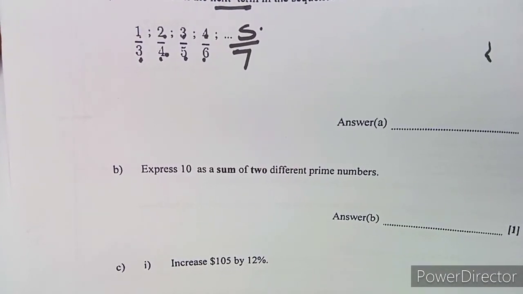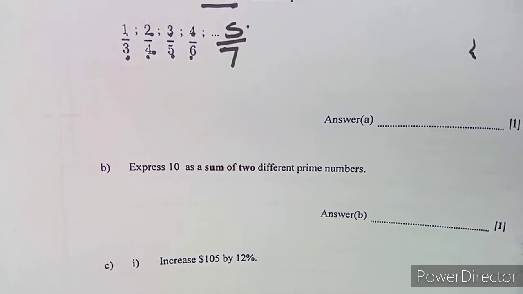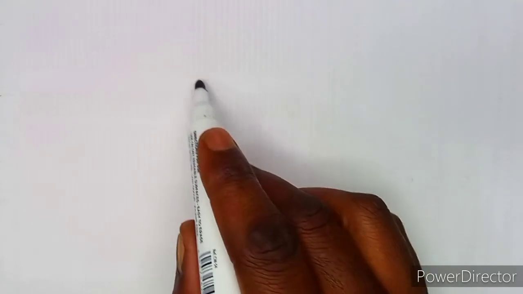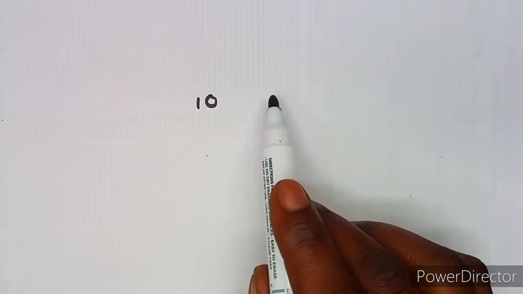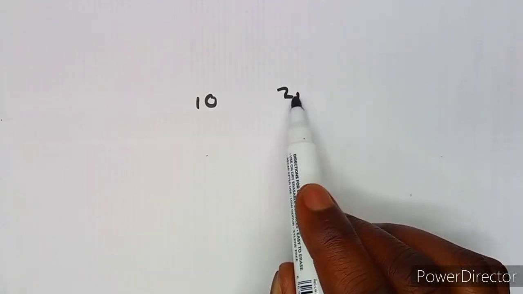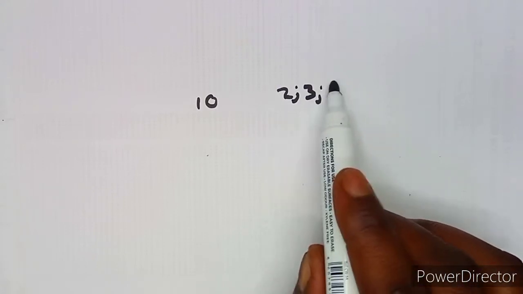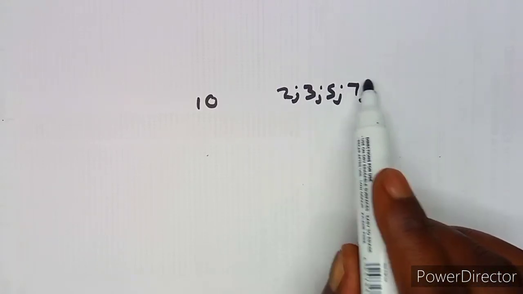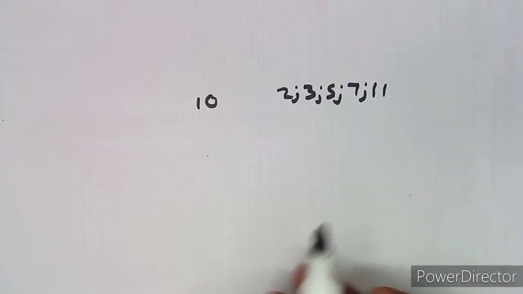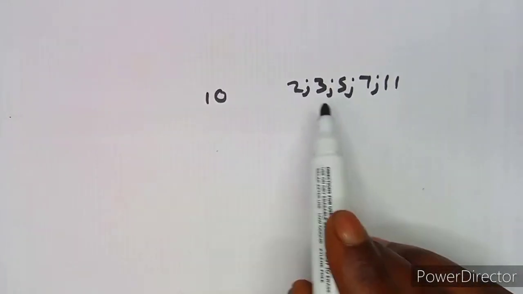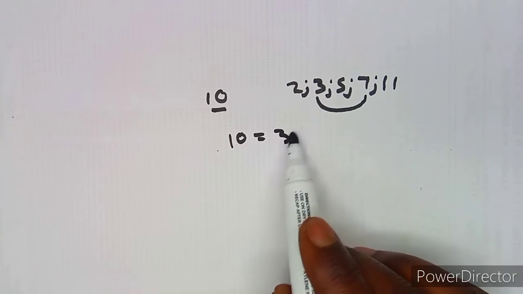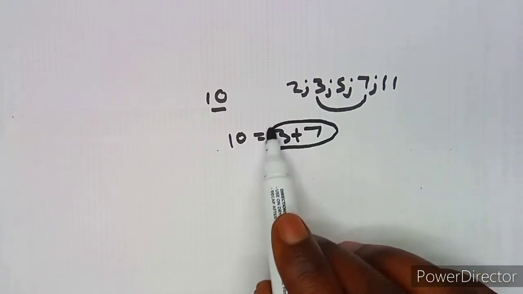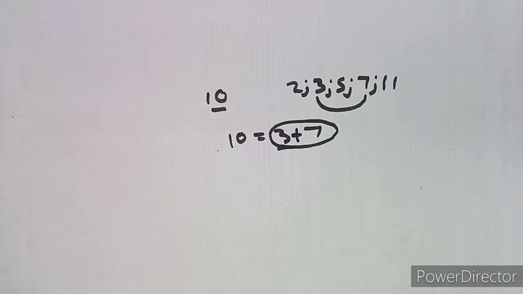Okay, express 10 as a sum of two different prime numbers. So we want to express the number 10 as a sum of two different prime numbers. The prime numbers are numbers which are exactly divisible by 1 and itself, something like this. From these prime numbers, which two can we add to obtain 10? As you can see, we have 3 and 7. So 10 is equal to 3 plus 7. We need prime numbers only. That is the instruction that we are given from this question paper.